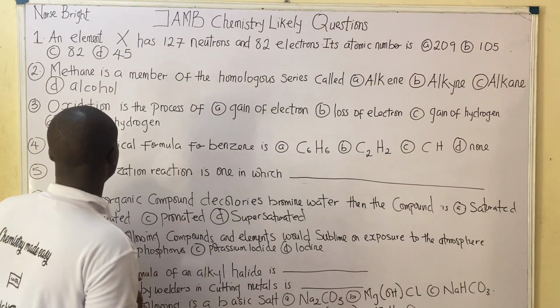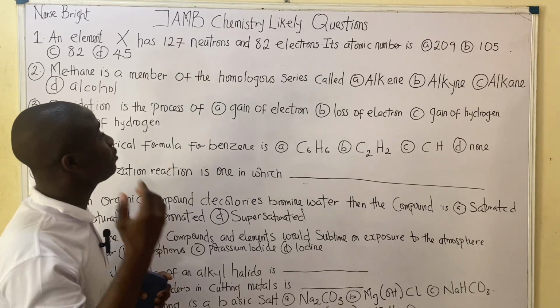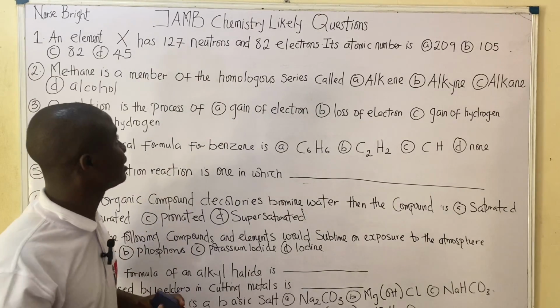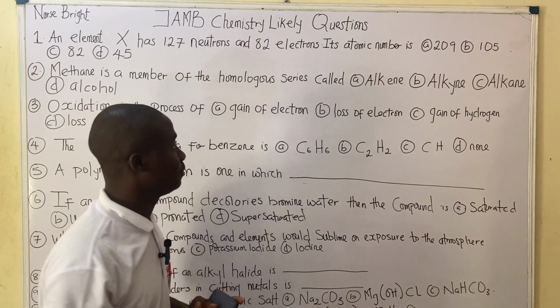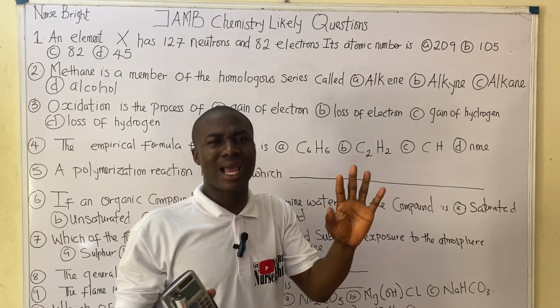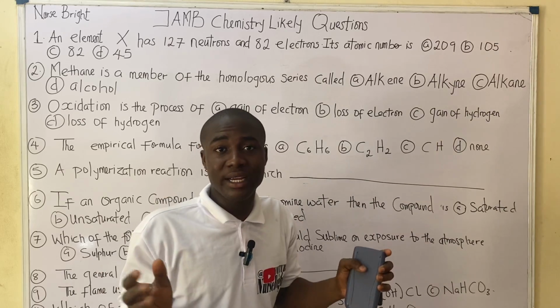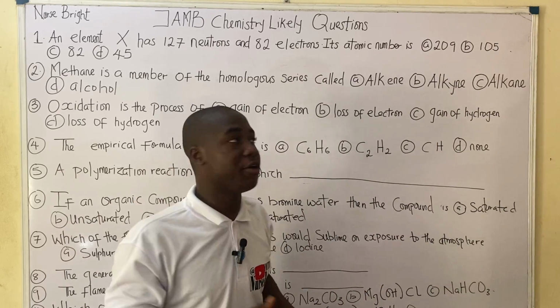And the question is, an element X has 127 neutrons and 82 electrons. Its atomic number is, that's the question they're asking us to get. It is very easy. Now watch closely. I'm about to explain something for you which is very, very important.